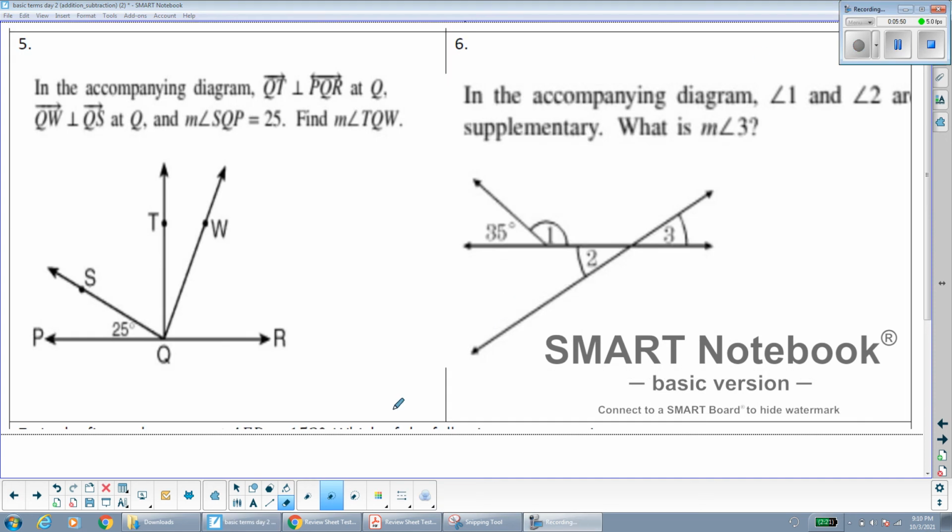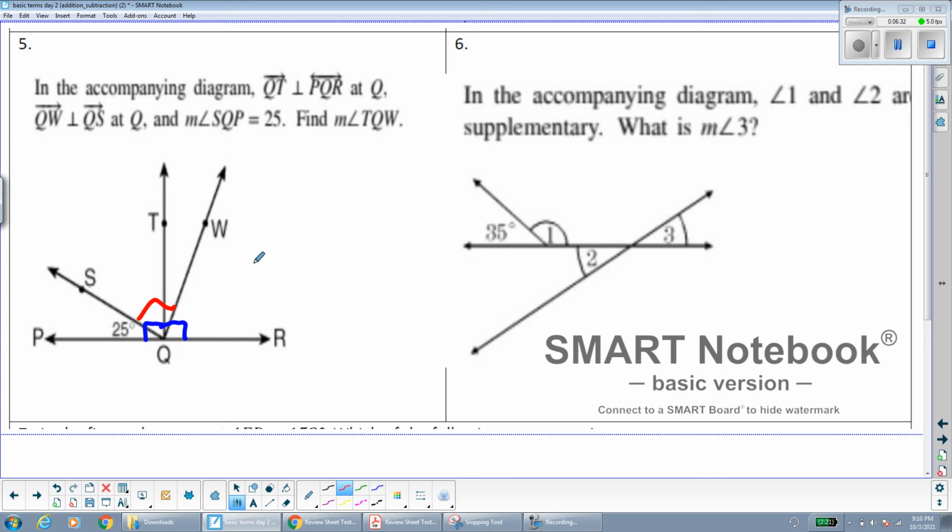For number 5, the first thing that I'm going to want to do to approach this question is to mark my diagram and maybe use some different colors. So we're told that ray QT is perpendicular to angle PQR. So I know that the ray is making 90-degree angles where it intersects angle PQR. So that's important for us to know. We also know that ray QW, right over here, is perpendicular to ray QS at point Q. So we have another right angle in here, very important.